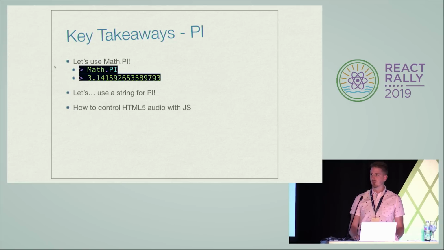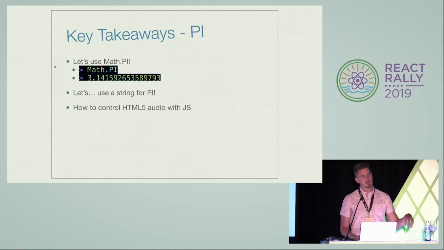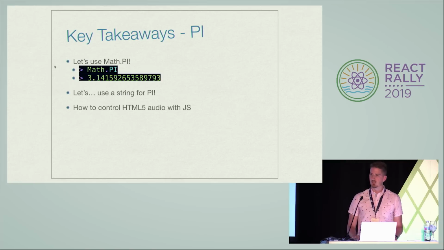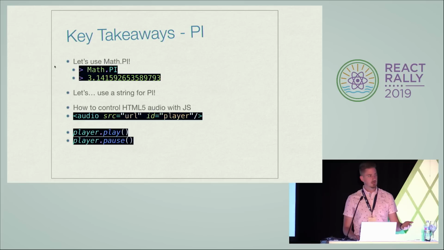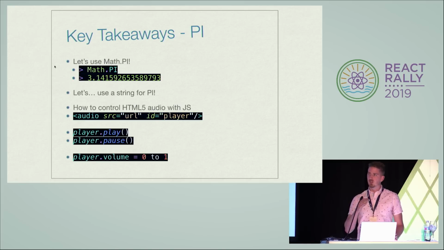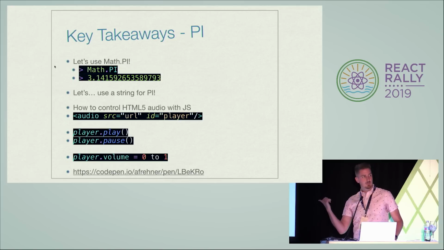The next thing that we're going to really quickly have to learn about is how to control HTML5 audio with JavaScript. This is something that we'll be using in all the next horrible interfaces, so it's a good foundational thing to learn. If you haven't done it before, you can just put in an HTML audio tag and give it an ID, then select that audio tag by ID, and you can just do player.play, player.pause. The volume is on a 0 to 1 scale, with decimal numbers being the in-between numbers. Like I said, here's the CodePen for all of the people that want to go and play around with it at home.